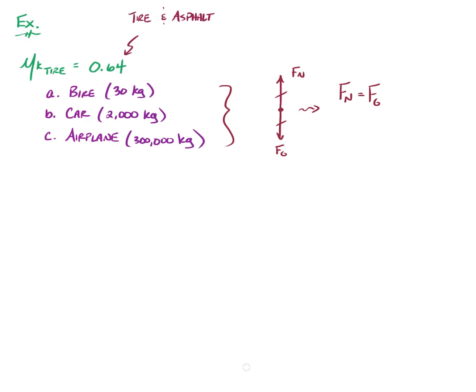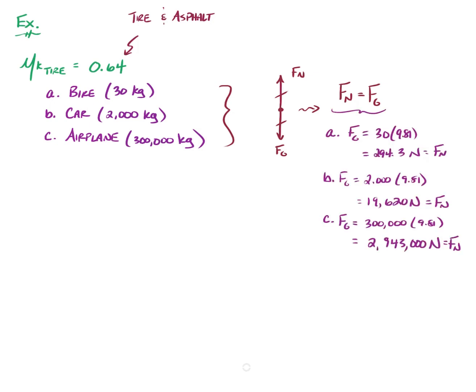So I can take a little shortcut. If I want to find Fn, the normal force acting on these three, I just need to find Fg, because since there is no vertical acceleration, it's going to be the same. You can double check the math, but I quickly calculated the three forces of gravity for A, B, and C, the bike, the car, and the airplane, mass times 9.81, and I knew that it was equal to Fn. So I now have my Fn.